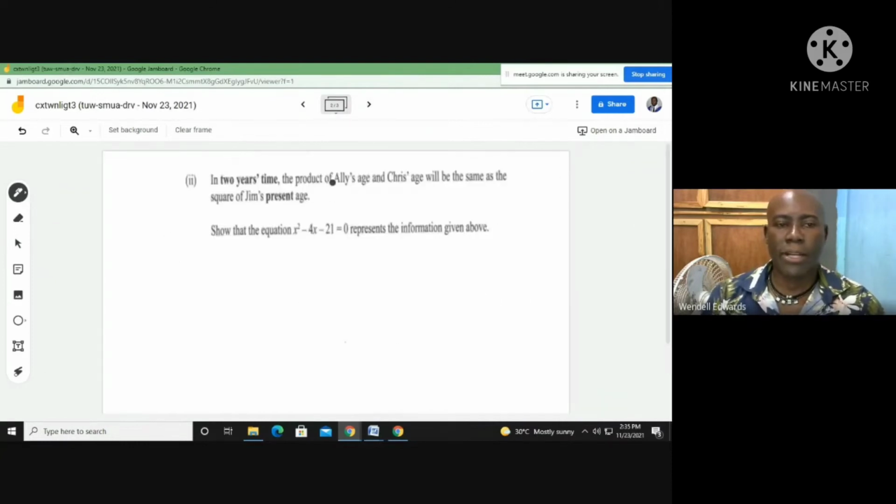All right, the second part of that section says, in 2 years' time, the product of Ali and Chris' age will be the same as the square of Jim's present age. Then they want us to show that x represents the information given above.